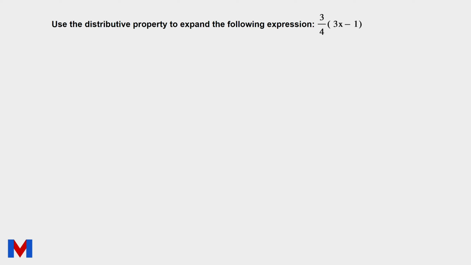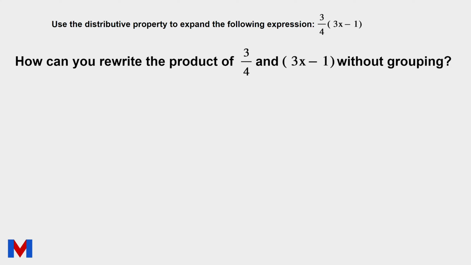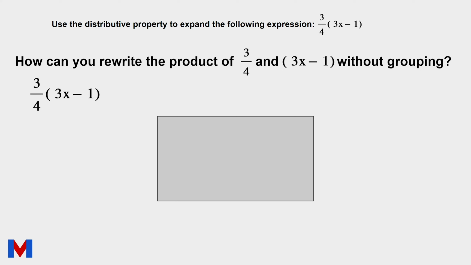Okay, let's take a look at another problem. This time the coefficient is going to be a fraction. It says use the distributive property to expand the following expression, 3/4 times the quantity of 3x minus 1. Again, essentially we're saying how can you rewrite the product of 3/4 and 3x minus 1 without grouping? So we'll pick our length and width again. 3/4 will be our length, and 3x minus 1 will be our width.